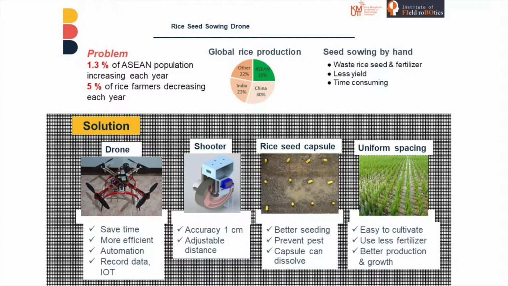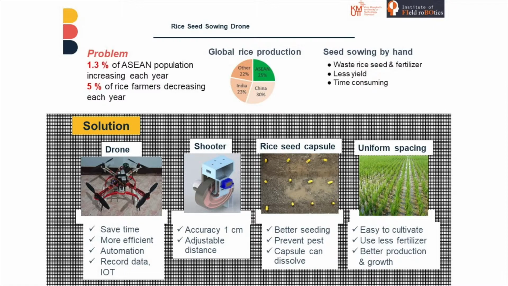My solution is to use drone technology to solve this problem. I designed a prototype drone and programmed it to be automated, with a feature so the drone can record data and sync the data to IoT. Then I designed a shooter, which releases a capsule. In my capsule, I put a light seed and soil, and shoot it down from the drone.